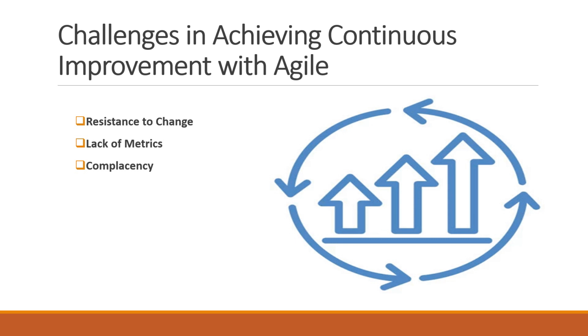To improve, teams need to measure. Without relevant metrics and key performance indicators, it becomes challenging to identify areas of improvement. The third is complacency. Once Agile practices are adopted, there is a risk that teams can become complacent, thinking that they've achieved Agile. However, continuous improvement means that there is always room to refine and enhance processes.